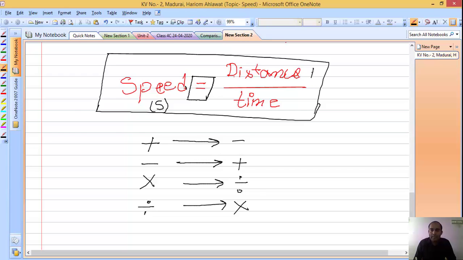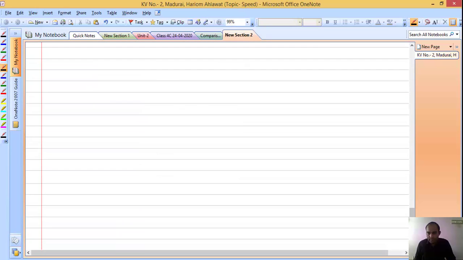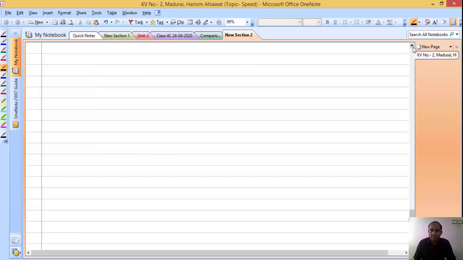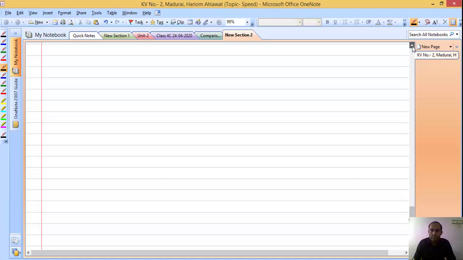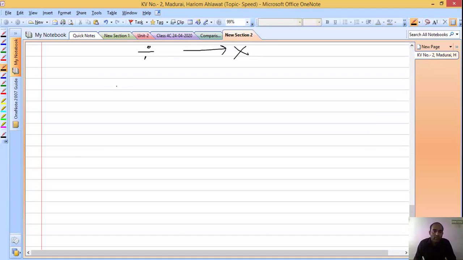For distance I will use D. For time I will use small t. So you know speed equals distance by time. This formula is perfect if you want to find out the speed. Speed is at the left hand side, distance and time at the right hand side.